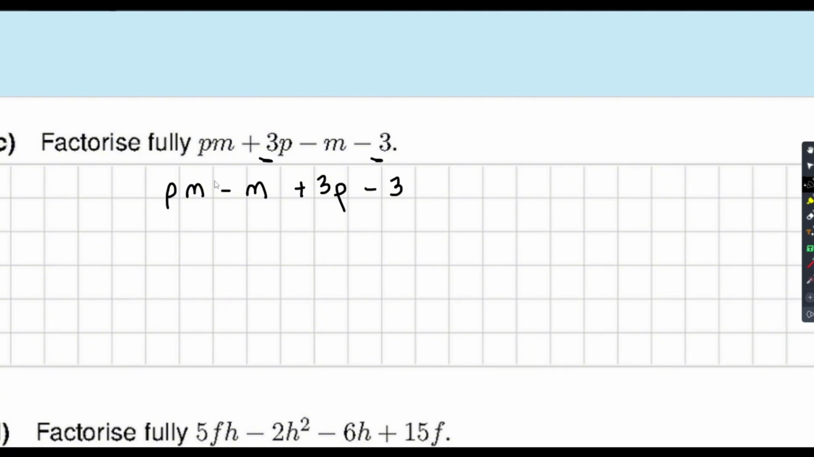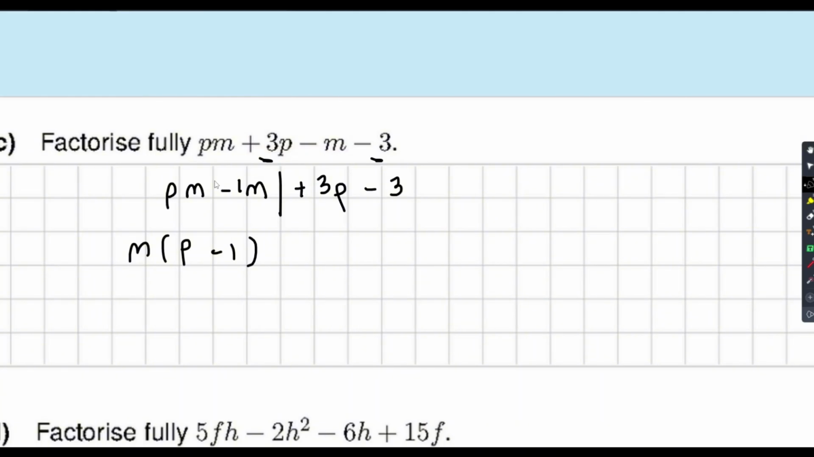So what can I factor out of the first thing? Well, we have a pm and a minus m, the first two. We have an m in common. That is the only thing we have in common there. So we take out that m. m by what gives me pm? That's going to be p. m by what will give me minus 1m? It's just going to be a minus 1, because m times minus 1 is minus 1m. So that's factored out.